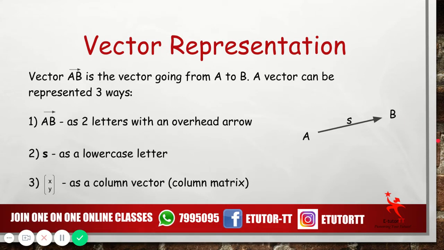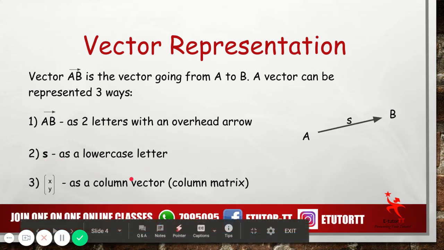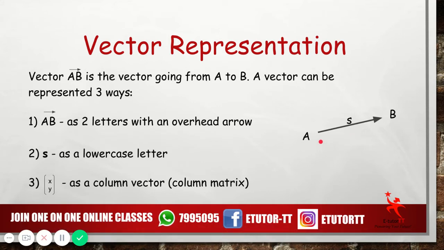Vector representation. Vector AB is the vector going from A to B. A vector can be represented three ways. One, as two letters with an overhead arrow, like this, or two, as a lowercase letter, like this S here, or three, as a column vector or column matrix. X goes on top, Y goes below. And over here to the right is a diagram showing vector AB, and you also see the lowercase letter S.